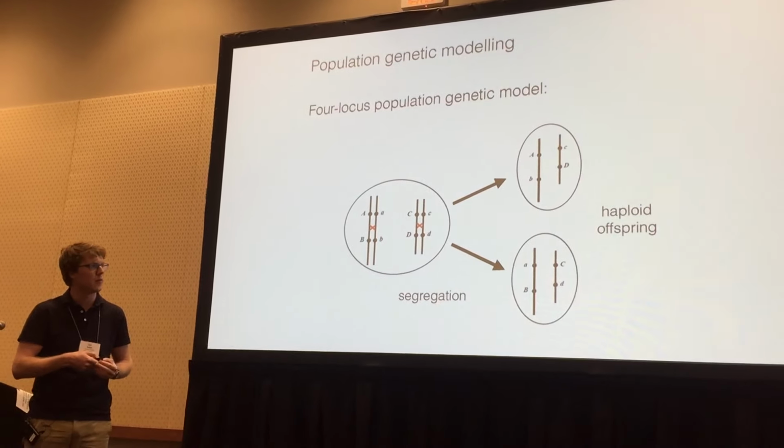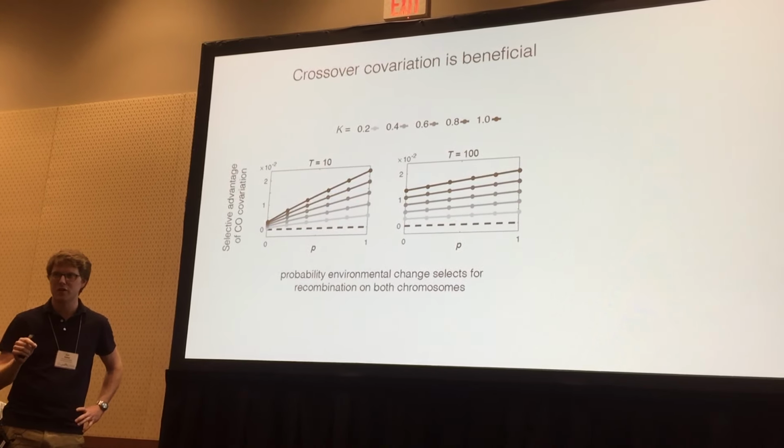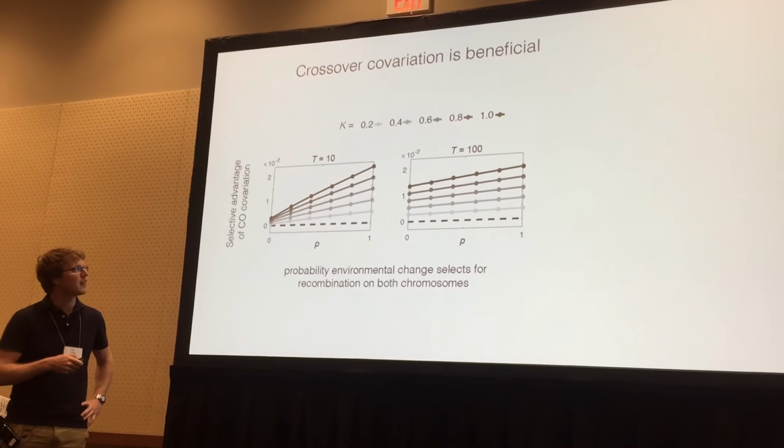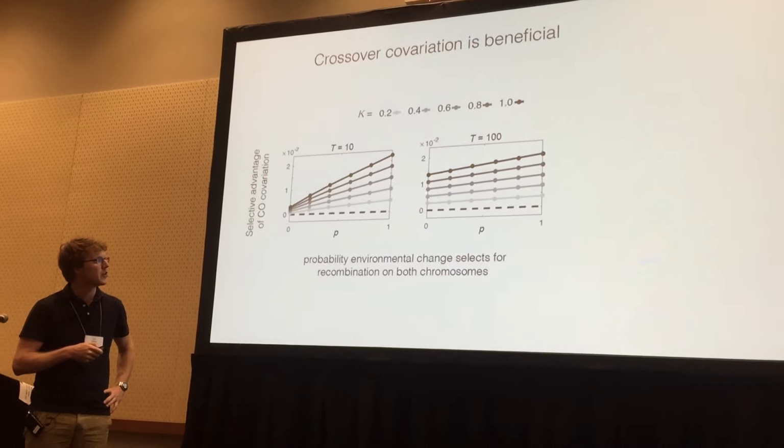Okay, that selective advantage is monotonic in the degree of crossover covariation, and consistent with our intuition, when p increases, the advantage to crossover covariation increases, because then environmental changes themselves are favoring crossover covariation more. Nonetheless, when p equals 0, and we know that environmental changes themselves disfavor crossover covariation, crossover covariation still shows a selective advantage.